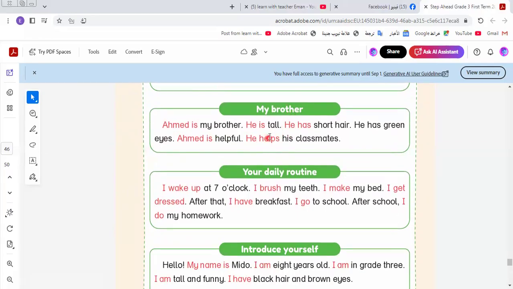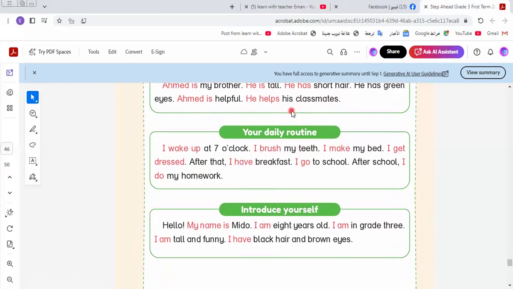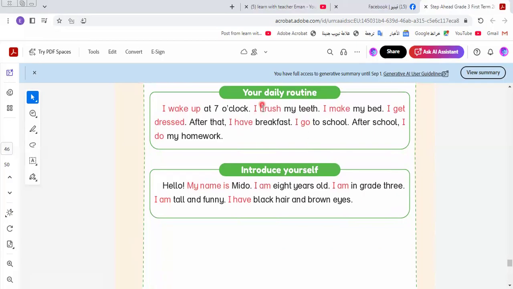We talk about my brother. Ahmed is my brother. He's tall, has short hair. Has short hair means someone else can share in his short hair? No. So short hair belongs to whom? To my brother, Ahmed. So no one shares in the things that belong to me. He has green eyes. Ahmed is helpful. He helps his classmates.